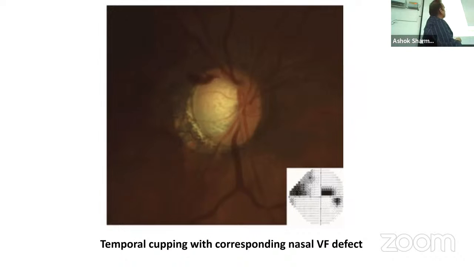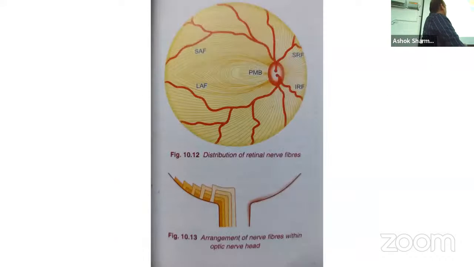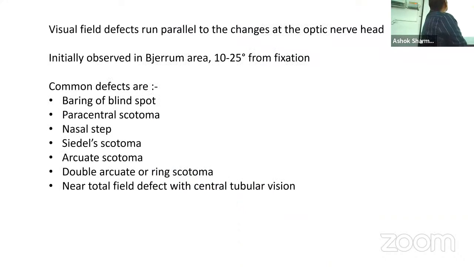Again, advanced cupping. So this is the way nerve fibers are arranged, and they are in the visual fields. Loss of nerve fibers is projected. Say, if there is nothing, these are the fibers which are lost. But they will be projected in the opposite quadrant. If it is inferior temporal, the field defect will be in the superonasal. This is the way again there is arrangement of fibers.